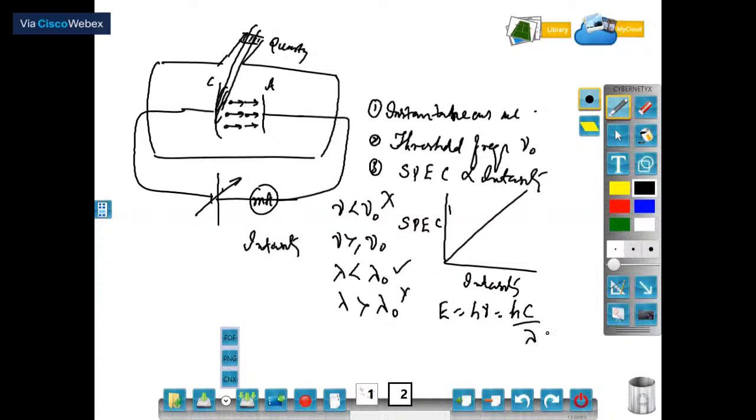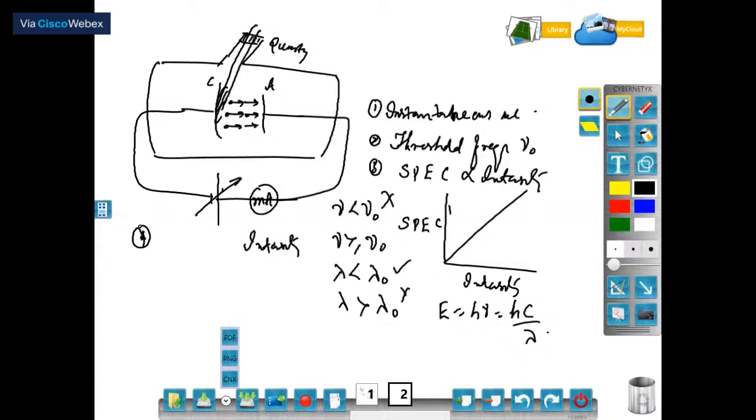All right. So the third one is that the strength of the photoelectric current is directly proportional to the intensity. As the intensity increases, the current also increases. The fourth one is the kinetic energy of the emitted electrons.